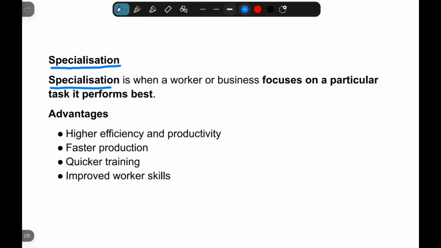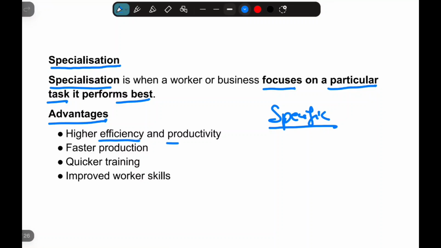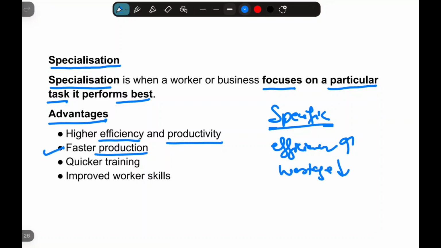Specialization. Specialization is when a worker or a business focuses on a particular task it performs best, for a specific purpose. What are the advantages of specialization? Higher efficiency and productivity. If a person is very specialized in a specific task, efficiency will be very high and wastage will be very low. Second, faster production. As a person is very specialized, production will be fast. Quicker training: if some training is required, he will adapt to it very fast. Next, improved worker skills.